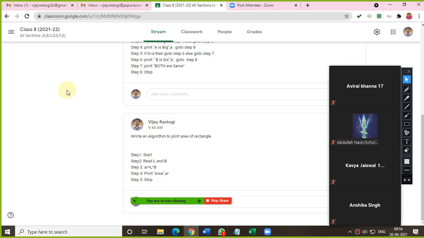Those who have done it directly on the computer can copy and paste it in the comments, right? And those who have done it in the notebook can take a picture or screenshot using the mobile and post it in the GCR directly. You must be knowing how to post.